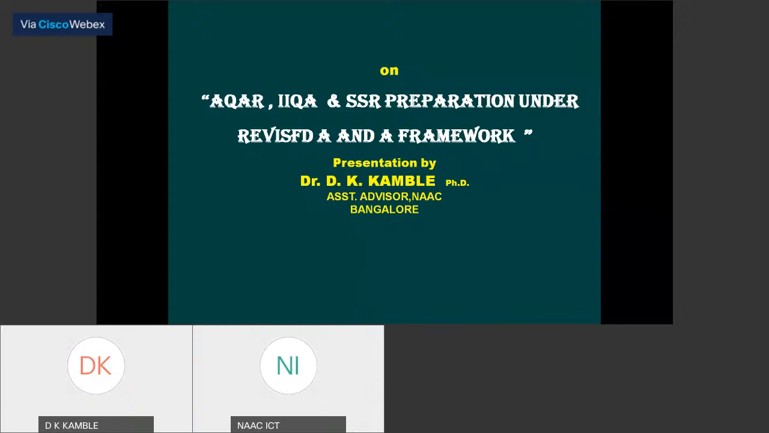It is an online process. Before starting the actual presentation, here I wanted to give a criteria-wise presentation. As you know, in the SSR, there are 7 criteria. For each criteria, I will give the presentation, especially highlights with more focus on quantitative metrics: what quantitative metric is there, what documents are required, what data is required, what information is required.